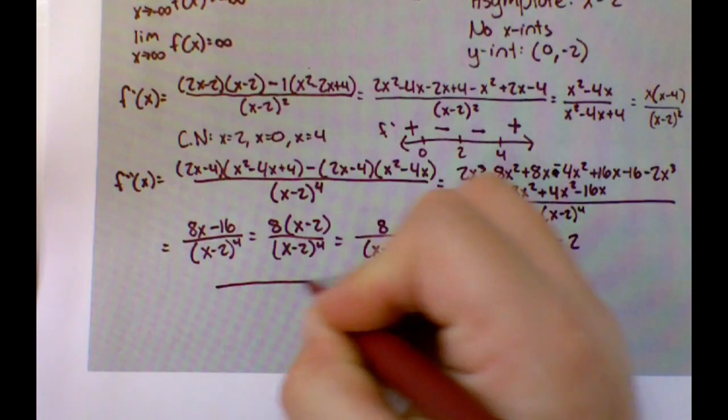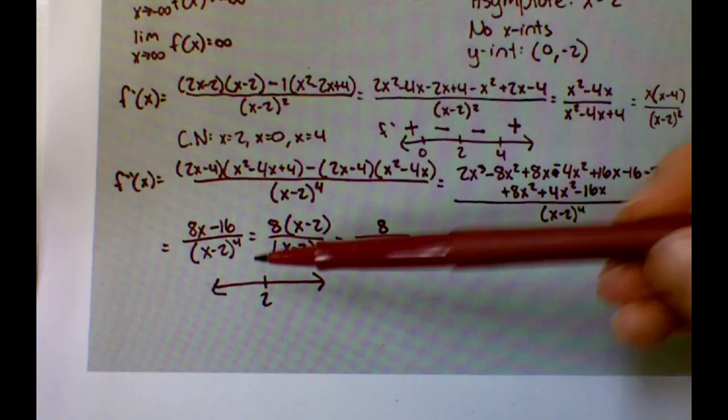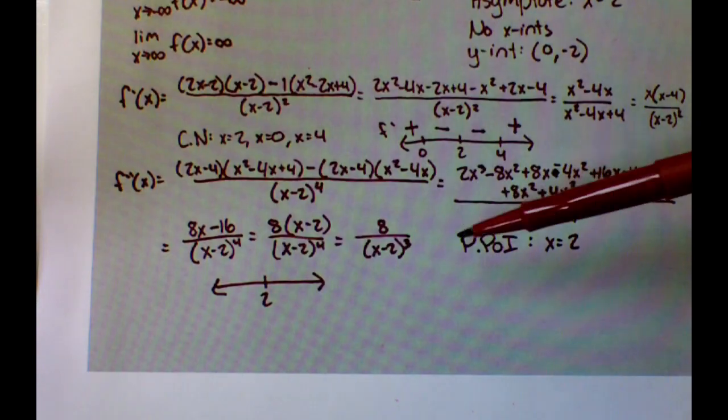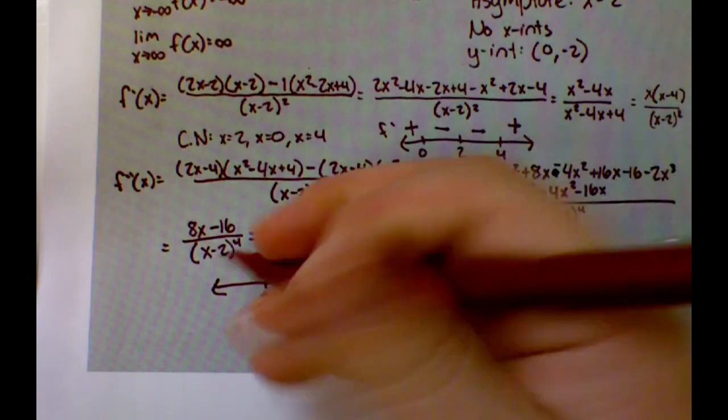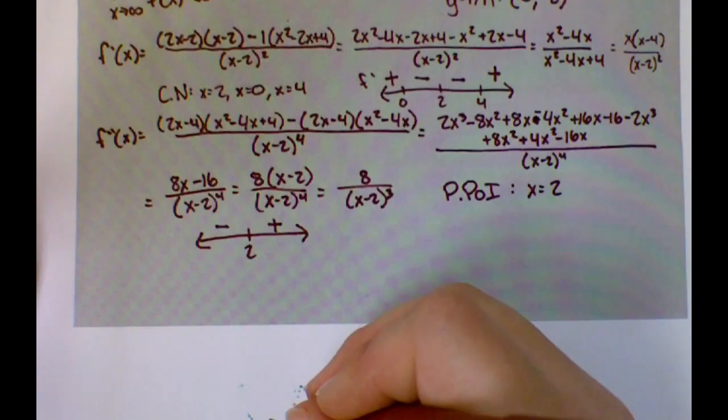So I make my number line here. This will determine my concavity. If I plug in something less than 2, I get a positive over a negative, so negative. Something greater than 2, I'm going to get a positive. All right, now we can dive into our graph.